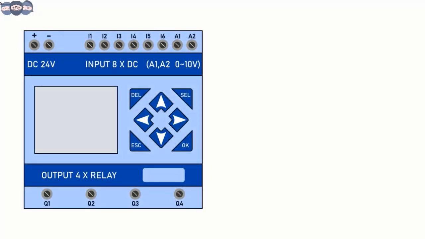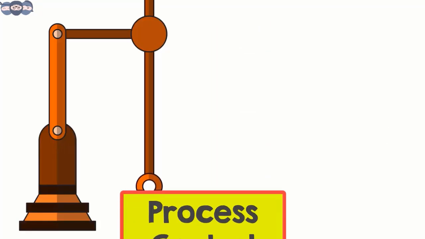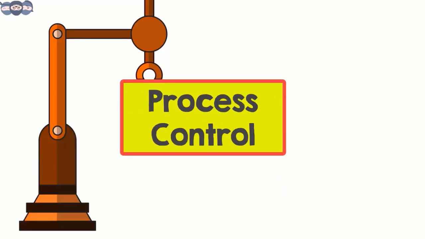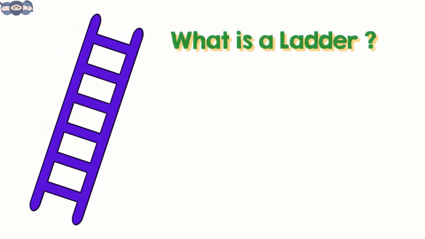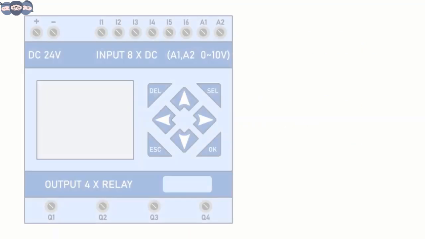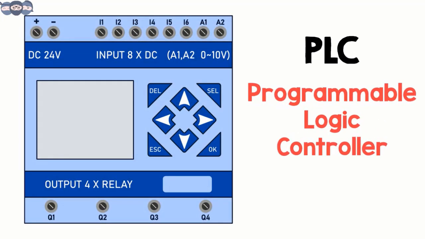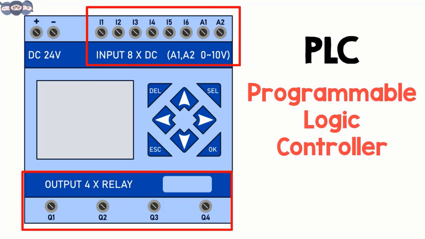In this video, we will start with basic PLC ladder programs and try to understand how to control a process. But before starting to program, let us understand what is a ladder and what is ladder programming. As discussed in previous videos, we know that PLC is a logic controller which has terminals for inputs and outputs.